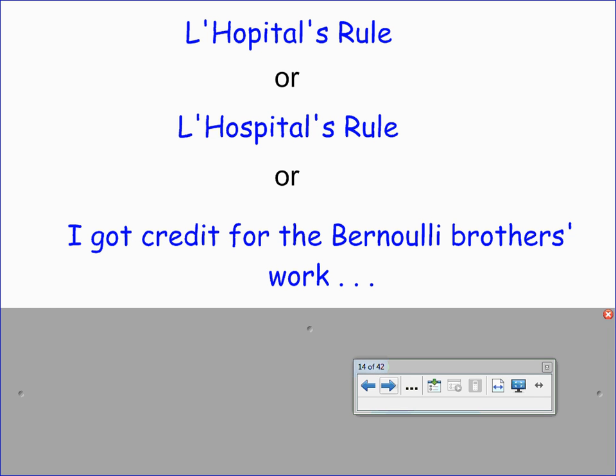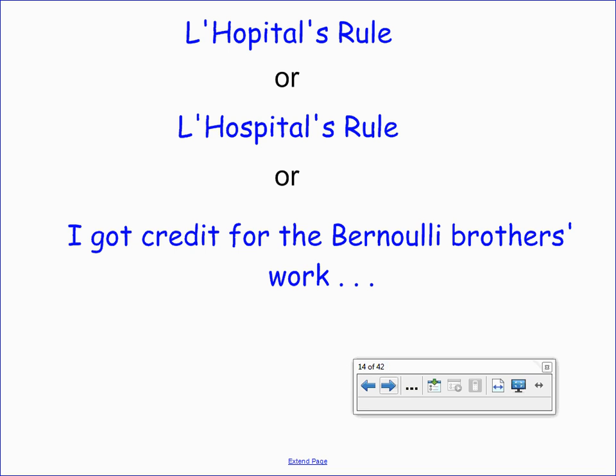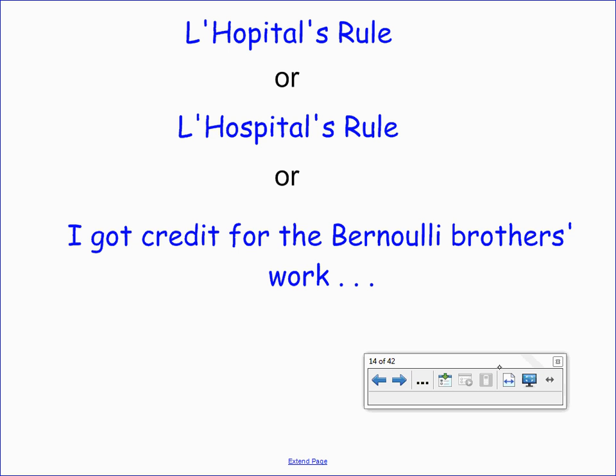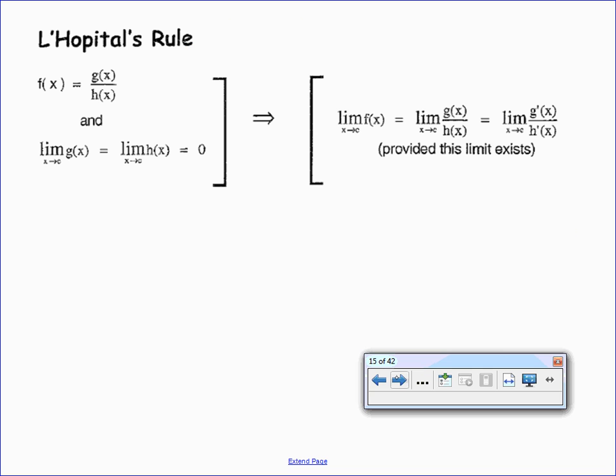He got credit for the Bernoulli brothers' work, which so often is the case in history, particularly great works of math or science. It seems like people with money always get credit. But the Bernoulli brothers did awesome work with fluid flow and thermodynamics, but L'Hopital got credit for their rule. L'Hopital's rule is super powerful.